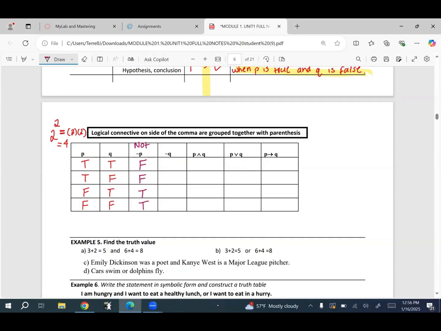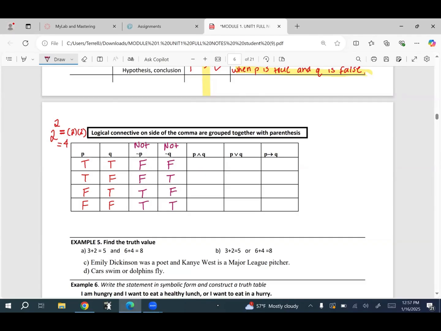So look at this. This says not Q. So again, that symbol means not, right? Negation. So look at the Q column and do the opposites. So the opposite of true is false. The opposite of false is true. The opposite of true is false. The opposite of false is true.